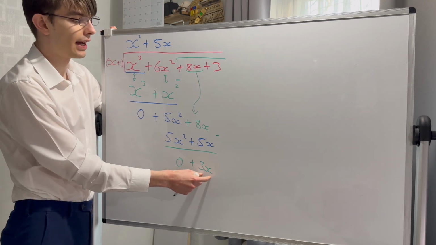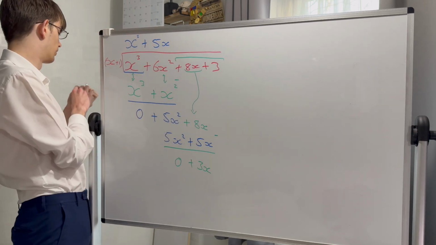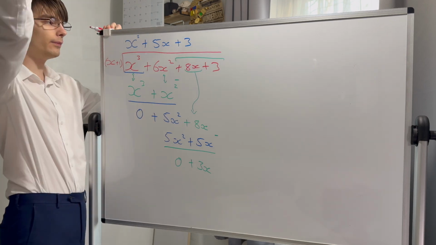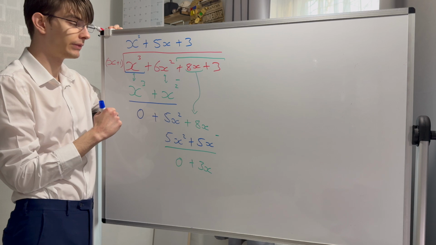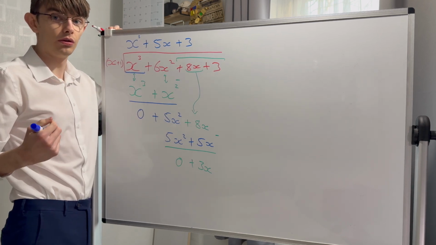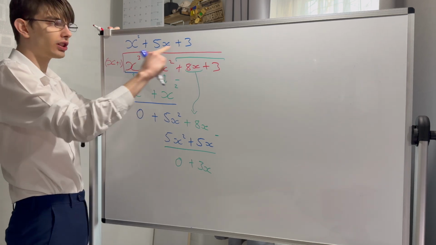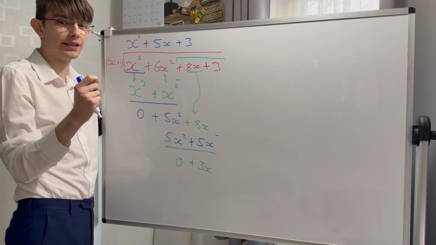I'm going to take my 3x, I'm going to divide it by x, and I'm going to put what I'm left with up top. 3x divided by x is just 3, and on top I end up with x squared plus 5x plus 3. Now what I need to do is make sure there are no remainders. Because I've got something that looks pretty good, I've got a quadratic, but there may be remainders.